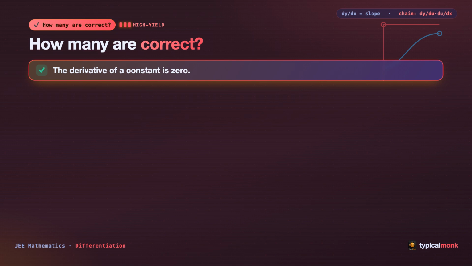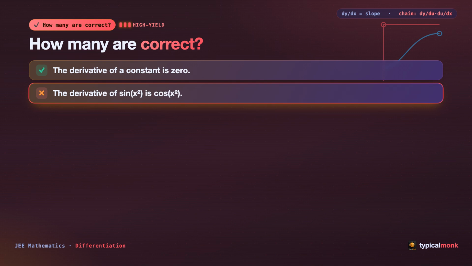Now, how many of these 3 statements are correct? 1. The derivative of a constant is 0. That is correct. 2. The derivative of sine of x squared is cosine of x squared. That is wrong. The chain rule adds a factor of 2x.